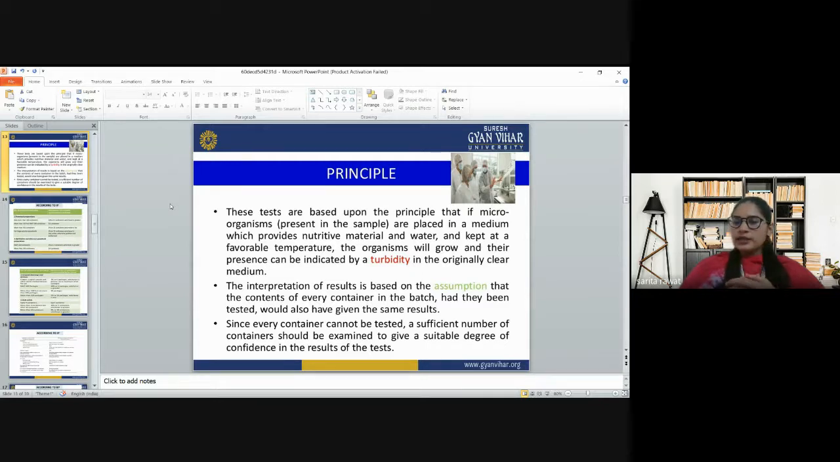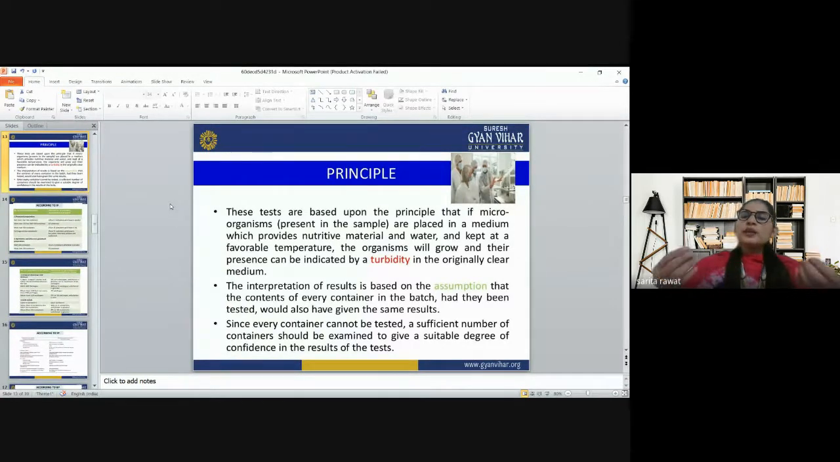And the interpretation of the result is based on the assumption that the content of every container in the batch, had they been tested, would also have given the same result. So since every container cannot be tested, a sufficient number of containers should be examined to give a suitable degree of confidence in the result of the test.